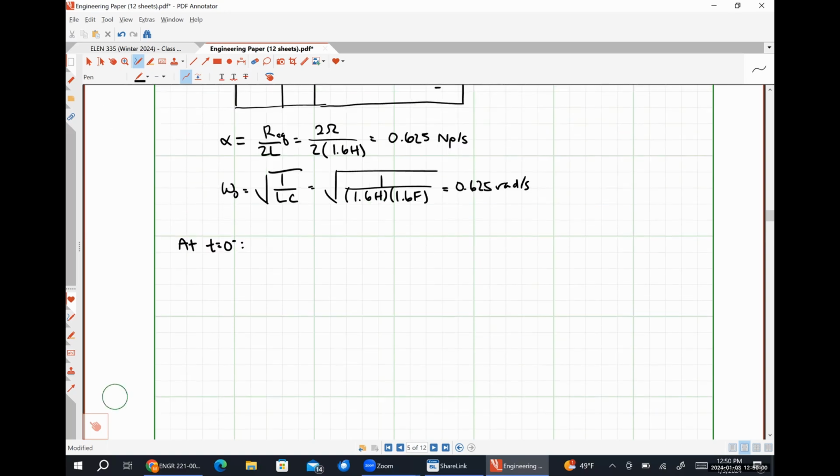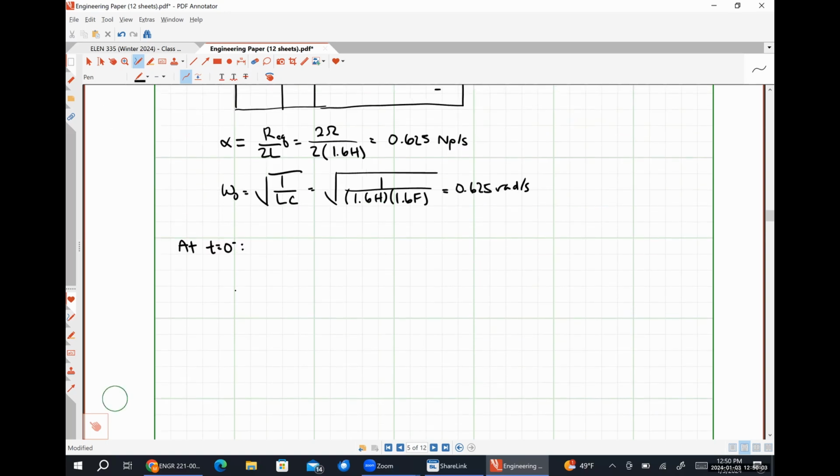So at t is equal to 0 minus, our switch is closed on the short circuit thing. So we have this 1 ohm resistor, 5 amps, short circuit, 1 ohm. Our inductor looks like a short circuit. Our capacitor looks like an open circuit.